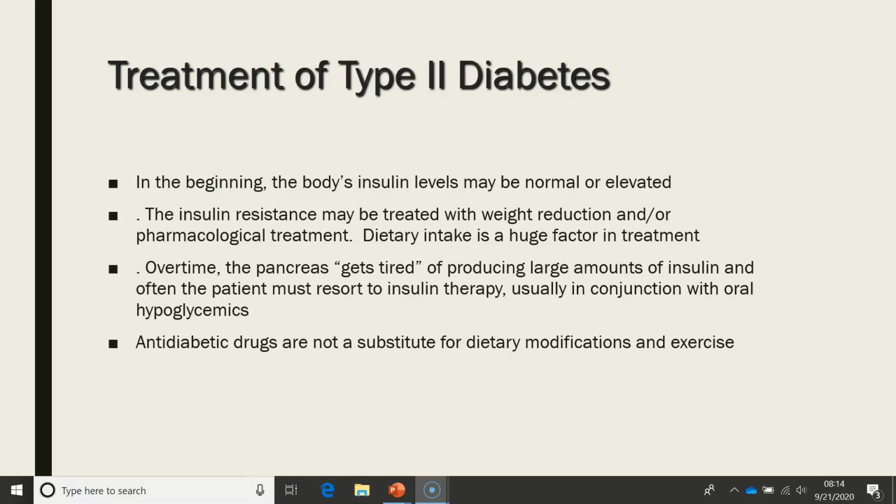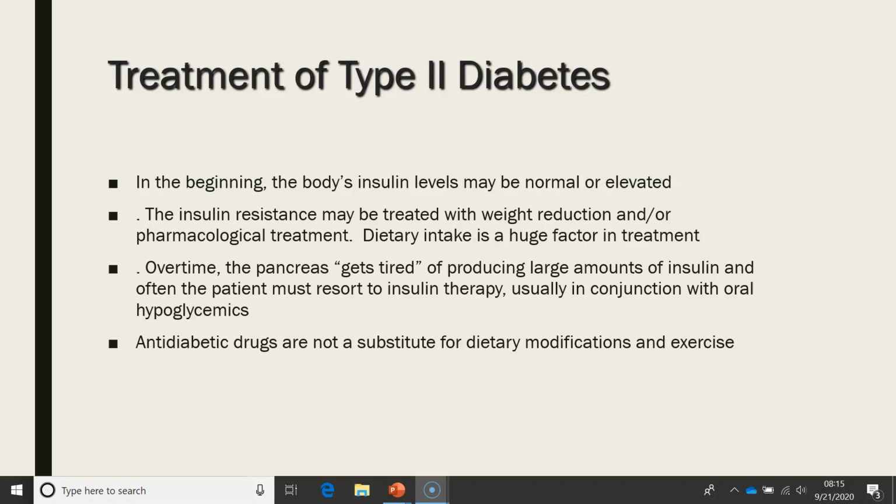But over time, if the patient does not reduce their weight or pharmacological treatment is not working, the pancreas gets tired of producing such large amounts of insulin, and often the patient may have to resort to insulin, usually in conjunction with oral hypoglycemics, because you have to remember with type 2 diabetes, their bodies are used to producing their own insulin. It's just that their bodies are resistant to it, so they aren't able to unlock the cells to let the glucose in.